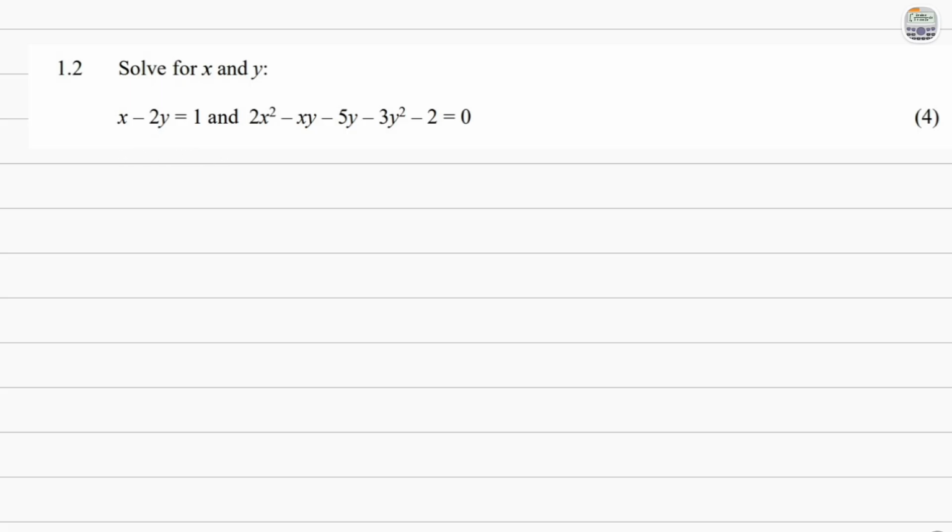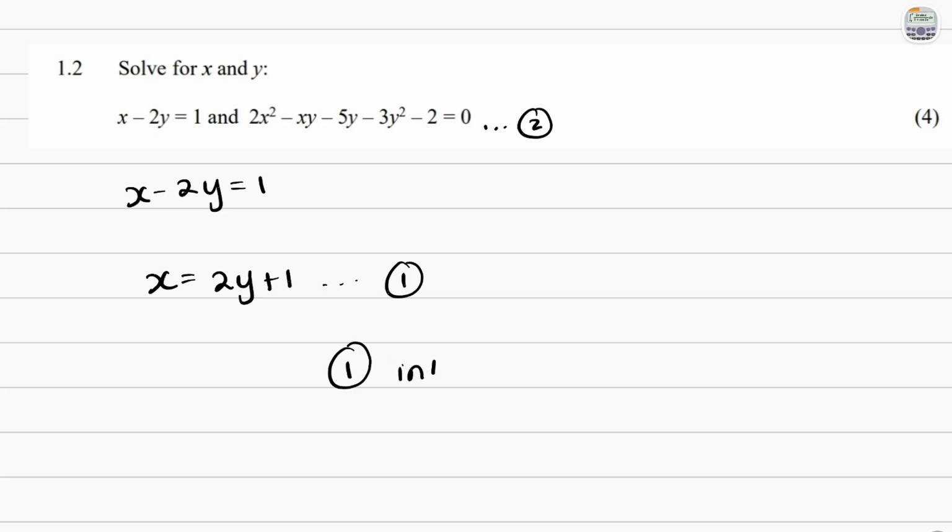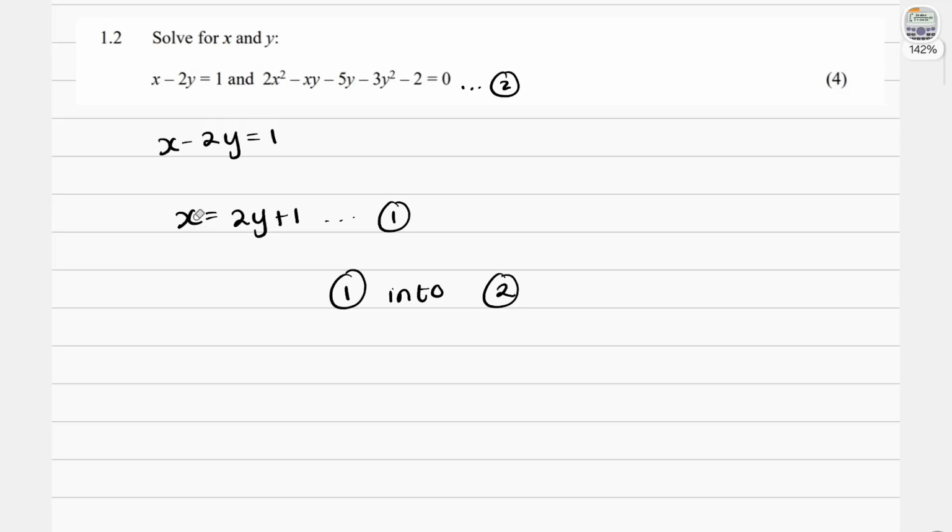So this is our linear equation, and we'll take this x minus 2y equals 1, and we can make x the subject by transposing negative 2y. So x is equal to positive 2y plus 1, and we can go ahead and call this equation 1. And so this is equation 2, and we can go ahead and substitute equation 1 into equation 2.